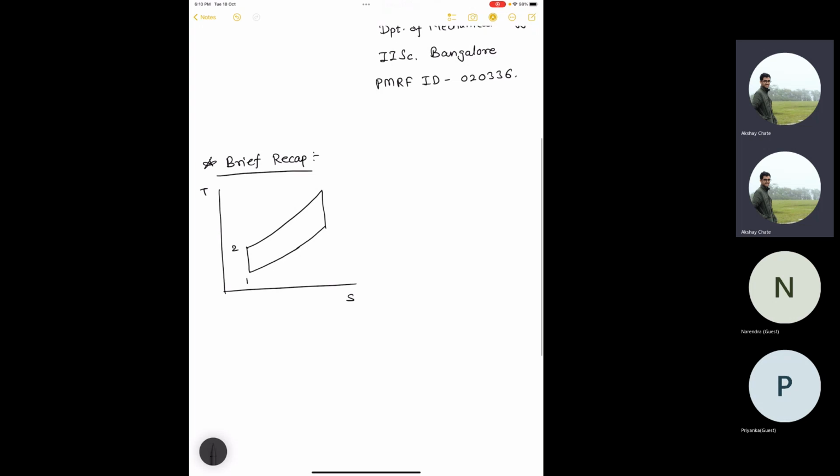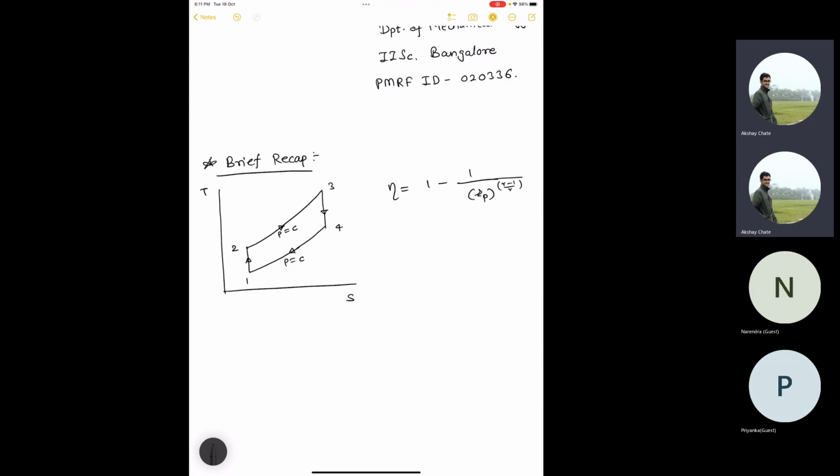Typically, 1, 2, 3, 4, and I hope by this point you could identify these processes. These are constant pressure processes, and these are constant entropy, since it is a TS plot. I leave the derivation of efficiency for the Brayton cycle in terms of pressure ratio to you. It comes out to be one minus one over the pressure ratio to the power gamma minus 1 by gamma. This is a straightforward derivation where you assume air as an ideal gas.